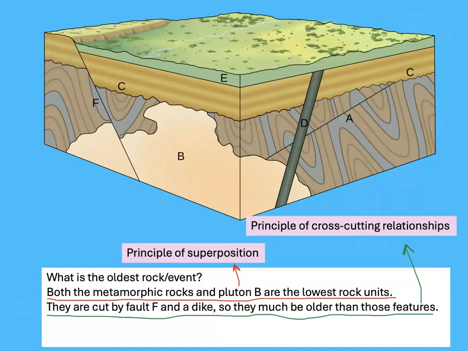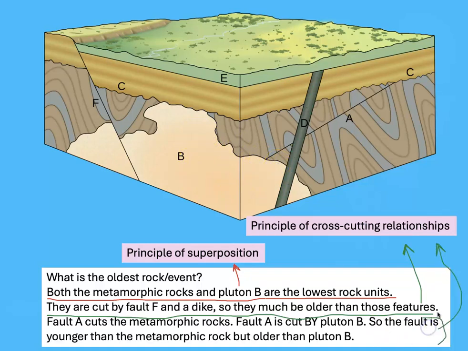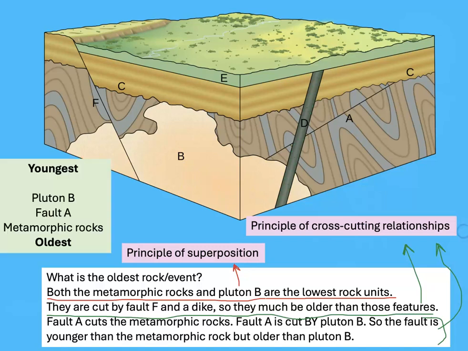How can we tell which came first, the metamorphic rocks or the pluton B? Well, we have one more thing that can help us, and that is the fault A, shown over here. Notice that the A fault does cut the metamorphic rocks, but it does not cut the pluton. In fact, the pluton has cut the fault. So again, from the principle of cross-cutting relationships, we have information. Fault A cuts the metamorphic rocks. Fault A is cut by pluton B, so the fault is younger than the metamorphic rocks, but older than the pluton. So we're going to start a list here on the left from oldest to youngest. So now we have metamorphic rocks as the oldest event in this picture, fault A, and then pluton B is the youngest in terms of those 3.